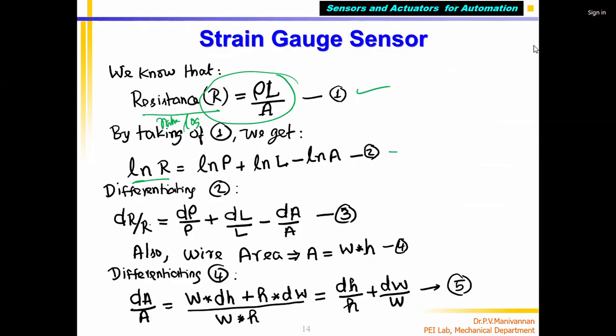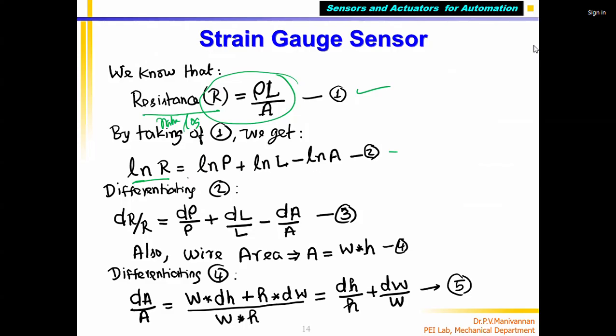Now, this equation is important. Please note this derivation. In the exam, you may expect a question: derive that in the strain gauge, the change in resistance is due to the length change and also the cross-section area change. Prove it through the derivation.